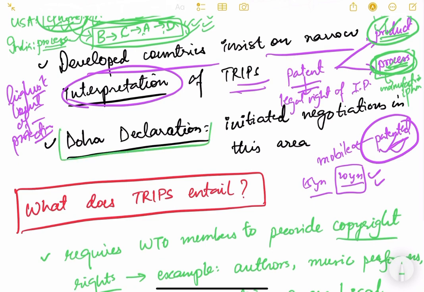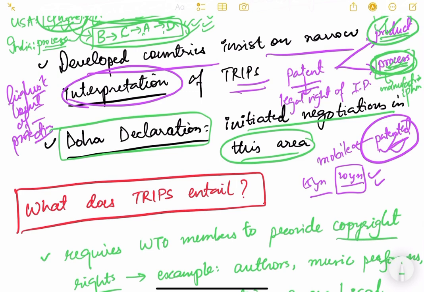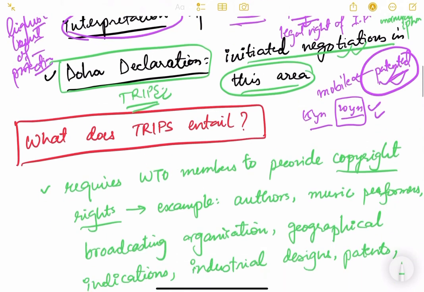Now the Doha declaration, when Doha rounds of negotiations were happening, it initiated negotiation in this area because there was a tussle between developed and developing countries. So whenever there is a dispute, whenever there are arguments between two sides, we have to go for negotiations. So in the Doha rounds of negotiations, negotiations were initiated about intellectual property, also about the TRIPS agreement, also as to what should be included, what should be the minimum standards. So that is there.